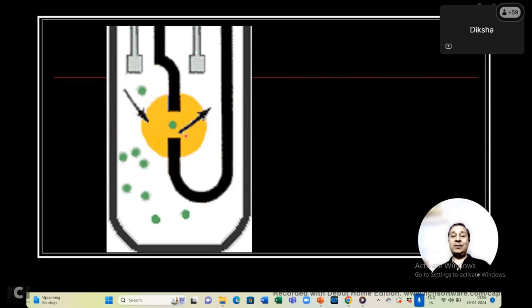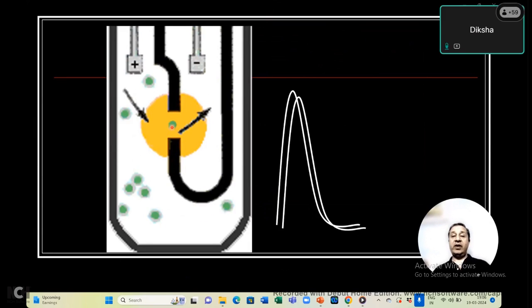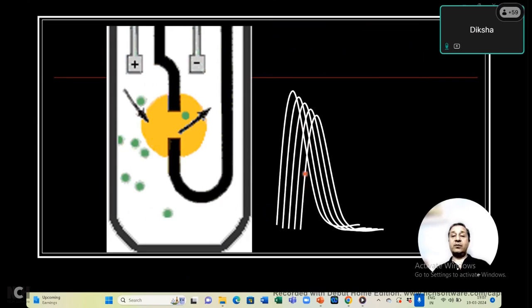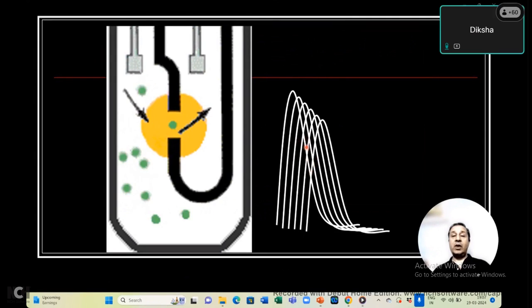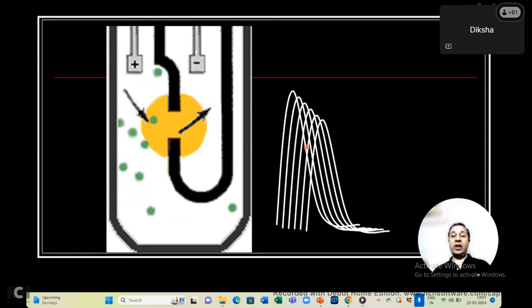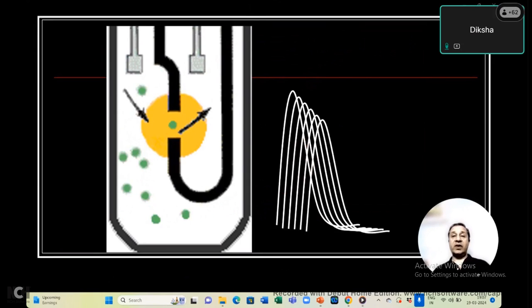Now, this is a pictorial representation. As you can see, every time the cell passes through this aperture, an impulse is generated. A pulse that gets generated multiple times gives you relative counts. The amplitude of the pulse also gives you the relative size of the cell or the particle that passes through.